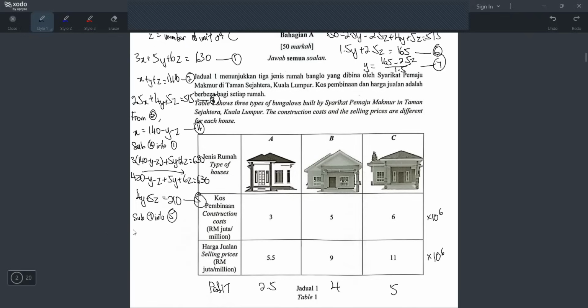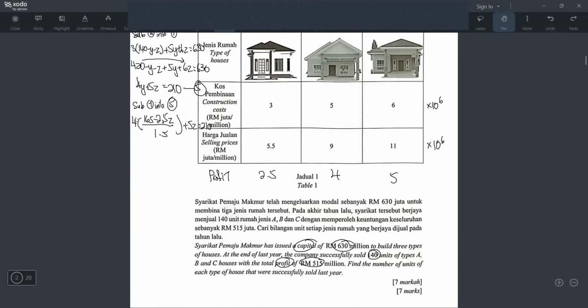Now your equation 5 becomes 4y, and then your y, you will just write 165 minus 2.5z over 1.5, and then plus 5z equals to 210. And then now you just keep going, then you can find your z value. So let's press 4 times 165.